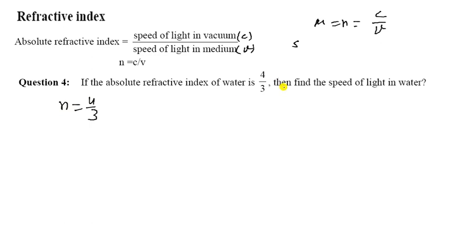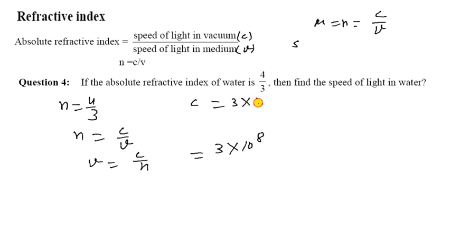Now, refractive index. What is the refractive index? The absolute refractive index is the speed of light in vacuum upon the speed of light in the medium. It is denoted by n, or mu, and it is c by v. So it is c upon v, where c is the speed of light in vacuum and v is the speed of light in the medium. You can write here c, and here v.